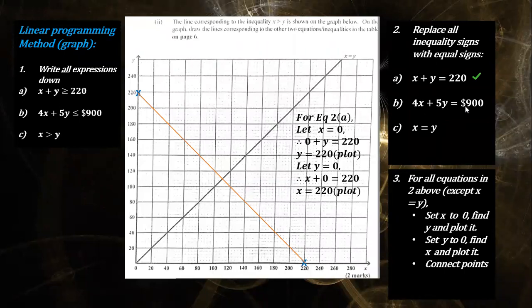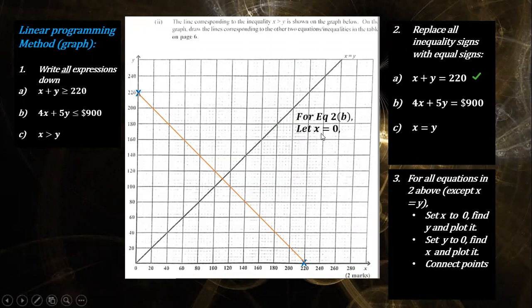4x plus 5y equals 900. We're going to execute the very same 3 instructions. So for equation 2b, let x equal 0. Hence, 0 plus 5y equals 900. Now if x is equal to 0, then 4 by 0 will give me 0. That's how I got the 0 here. Plus 5y equals 900. Then by some algebra, we solve for y. y is equal to 900 over 5, which is 180. Hence, y is equal to 180. We're going to plot that point on the y-axis, should be here.